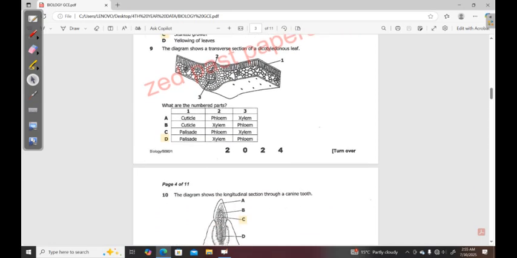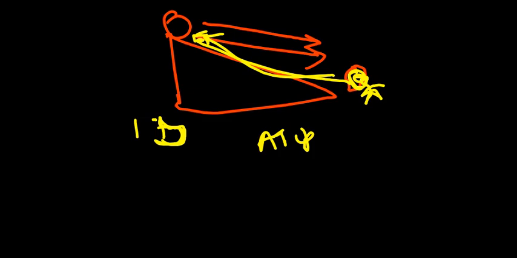Question 9. The diagram shows a transverse section of a dicotyledonous leaf. So what are the numbered parts? When you look at A, this is a typical palisade cell, like you can see. A palisade is an example of a plant cell. For instance, this is your palisade cell. You have your vacuole, nucleus, your cytoplasm around, and so on and so forth. So those are your palisade cells.